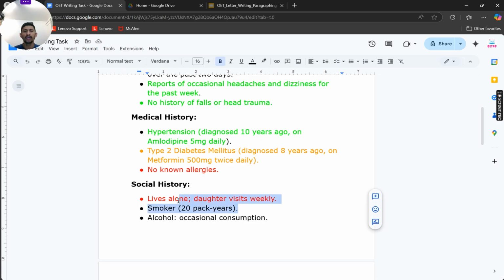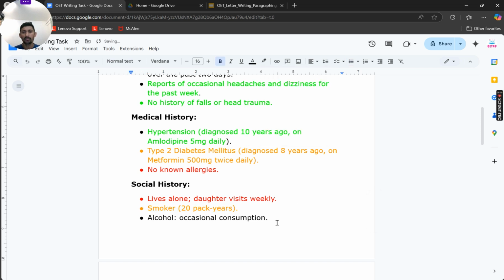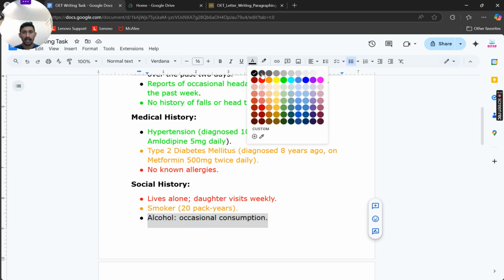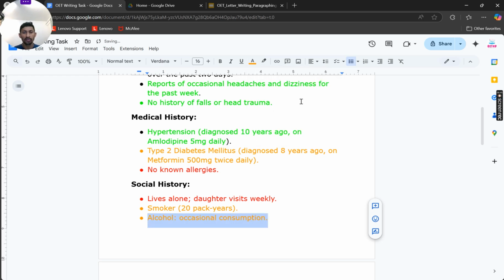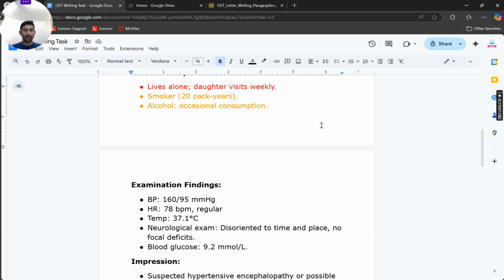Smoker, that's a social history, maybe it has some relevance, so I'll put it as semi-relevant information. We discussed yesterday in the last class that semi-relevant information can sometimes give clarity to the letter. So you can decide later whether it is important to write it in the letter to the reader to give clarity or not. Okay, and moving forward, examination findings.